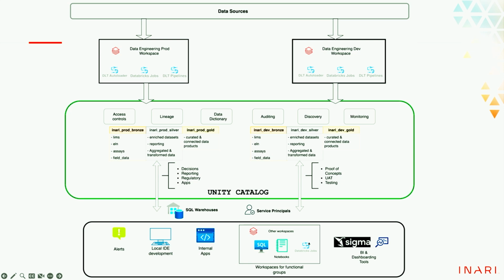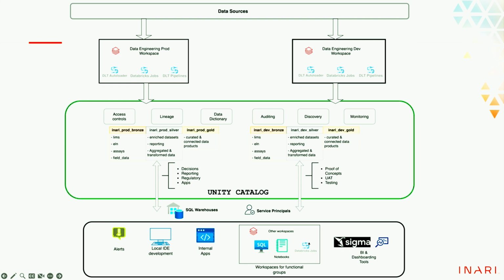We have autoloader Databricks jobs and DLT pipelines running within each of them. Obviously, we would test and build in dev, and then once it's done, deploy in prod. And each workspace would be able to only publish to their corresponding catalog, meaning prod to prod catalogs and dev to dev catalogs. And as you can see, within each catalog, you can see LIMS data and then enriched data sets, curated and connected data products.